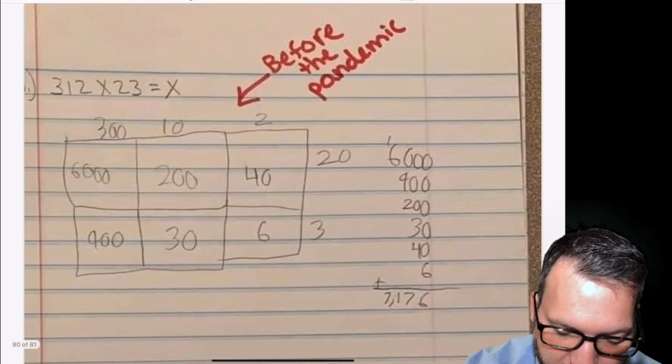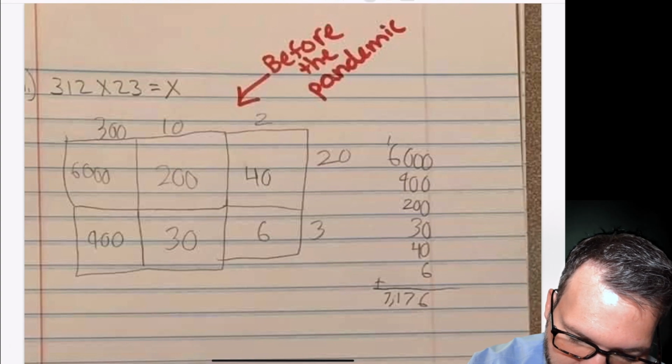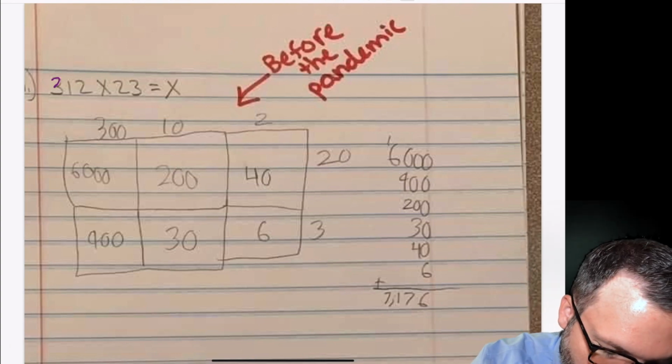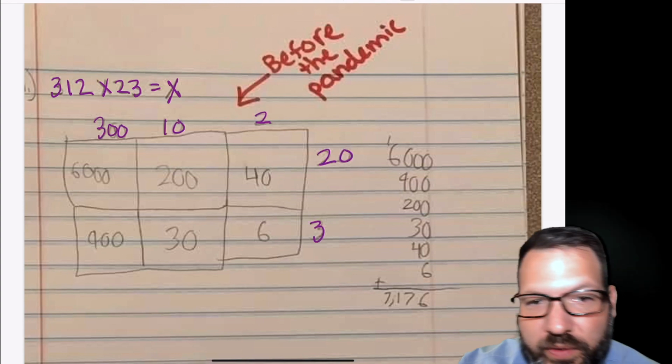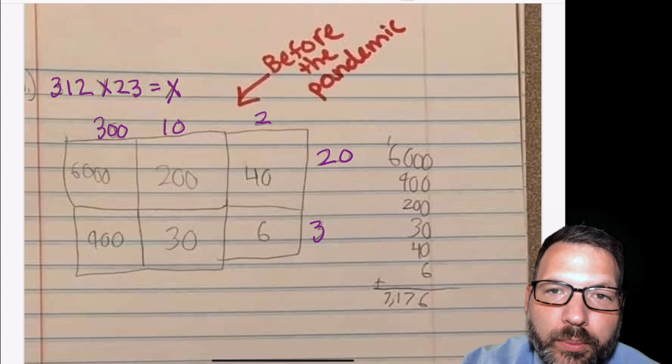So let's come back to this pandemic example. This was, again, from something that went around social media back in the spring, the before times. Well, actually not the before times, the just after times. We've got 312 and we're multiplying by 23.